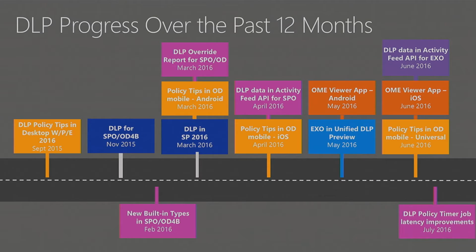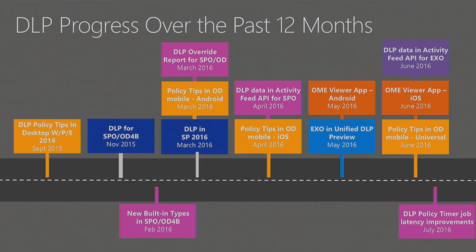We've had a lot of innovation in the DLP solution. If we go back to September of last year, we brought the DLP policy tips into the desktop Word, Excel, and PowerPoint versions in Office 2016. And then in November of last year, we added DLP for SharePoint Online and OneDrive for Business. Obviously, after the holidays, we all came back, did a lot more work, and we added additional things like DLP override reporting, policy tips inside of OneDrive mobile on Android, and we also brought DLP into the on-prem SharePoint product for SharePoint 2016.